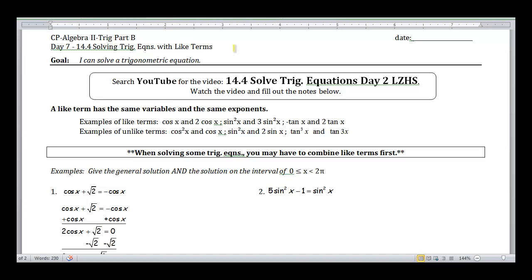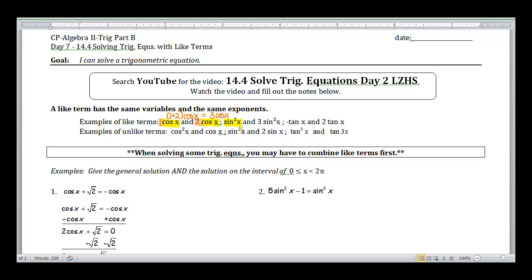What makes two terms like is that, first of all, they are the same function. So for instance, cosine x and 2 cosine x are both cosine, and the degree, first power on both of these, are the same. If that's the case, you can take the coefficients of those functions, so for this one, 1 cosine x and 2 cosine x, and add them together. So for instance, 1 plus 2 would be 3 cosine x.